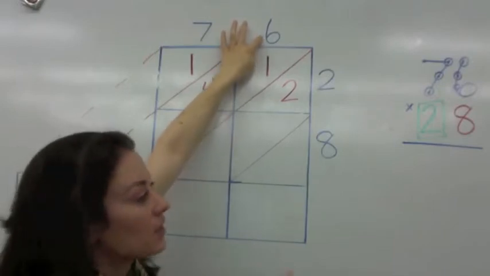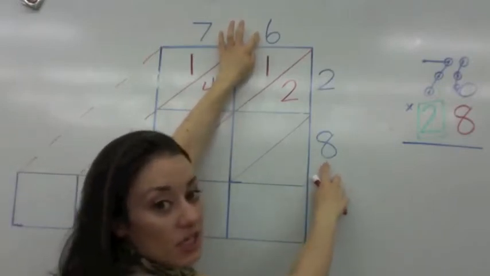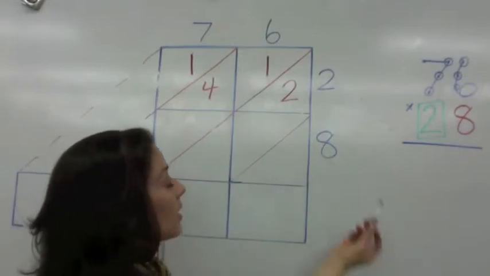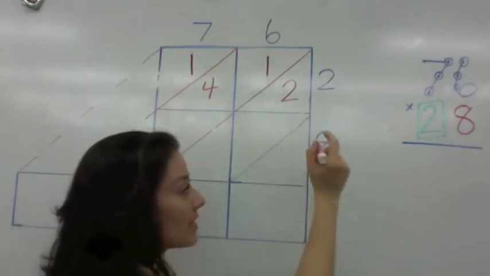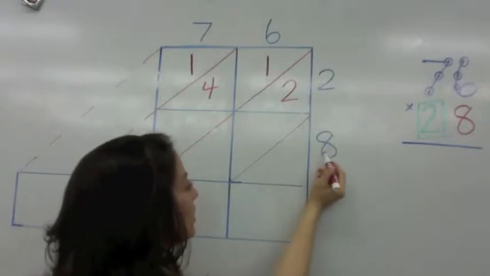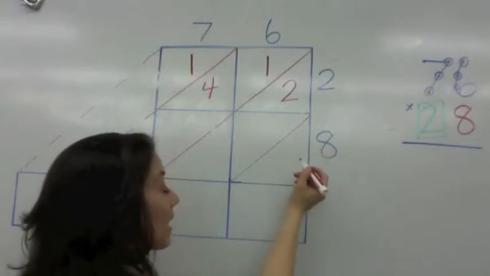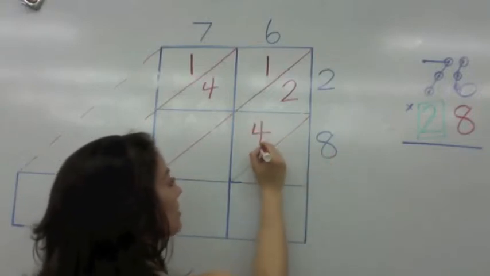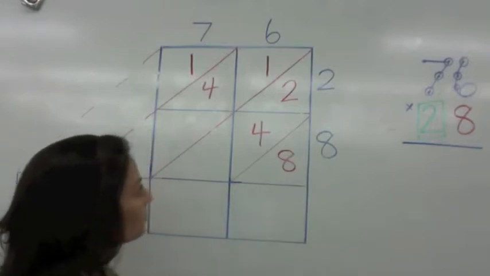Next we would do 6 times what? 6 times 8, right? 6 times 8. And if you don't know, skip count with me by 6. 6, 12, 18, 24, 30, 36, 42, 48, and 48 is 4 tens and 8 ones.